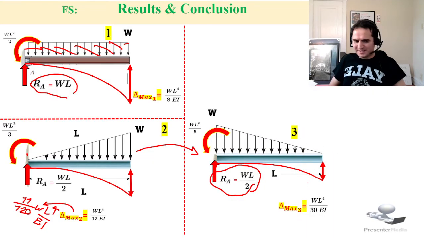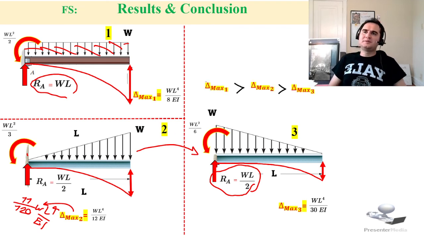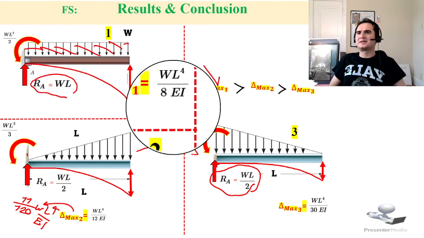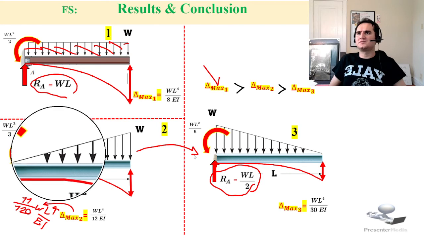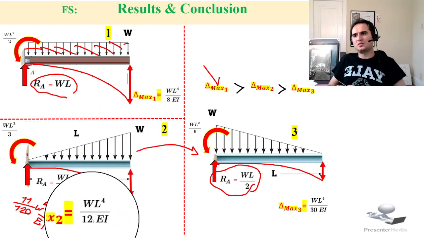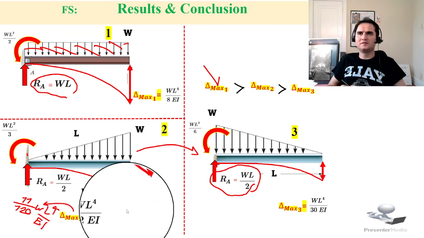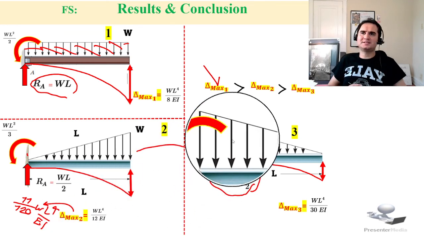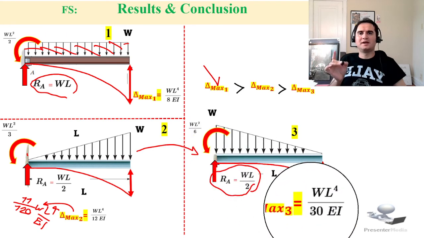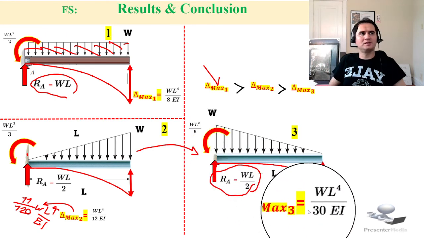And that's interesting. If you compare them, delta max 1 is the highest, which goes for this one. Delta max for the second condition, which has the bigger chunk of load at the end, is almost 1 over 12. And the last one is this scenario, where the bigger chunk is close to the support, and it goes by 1/30 WL to the 4 over EI.